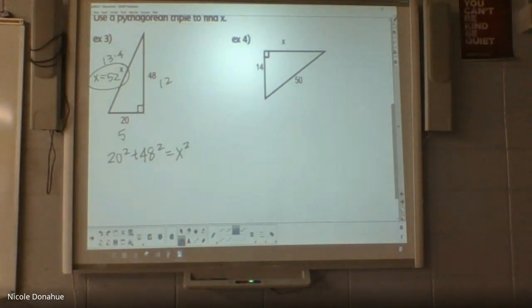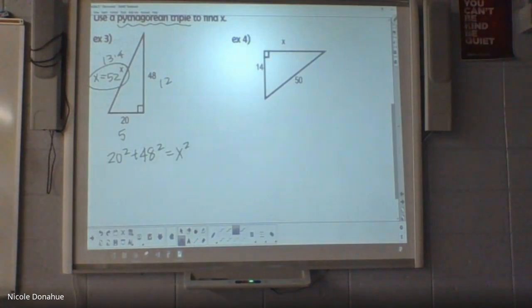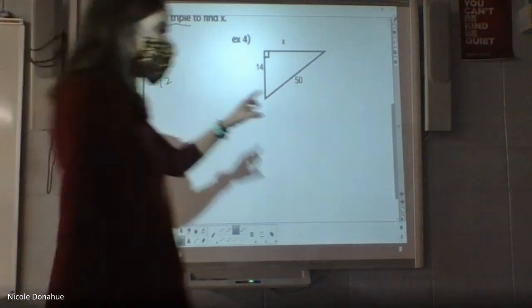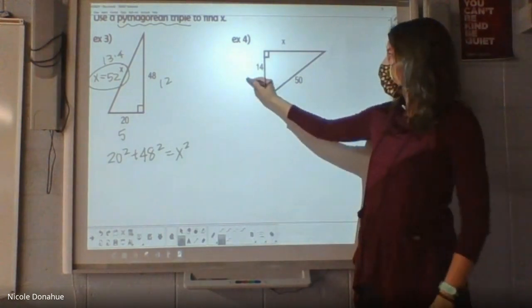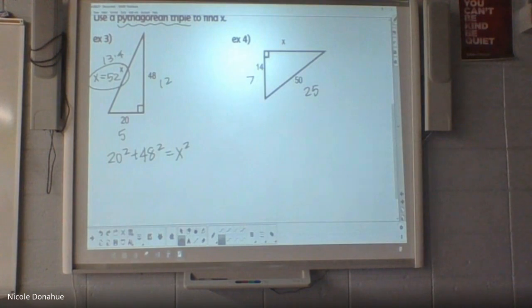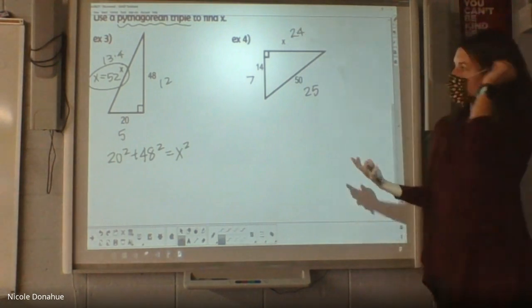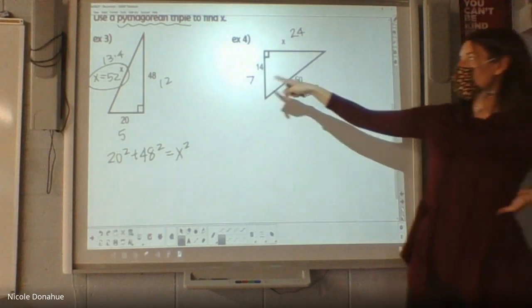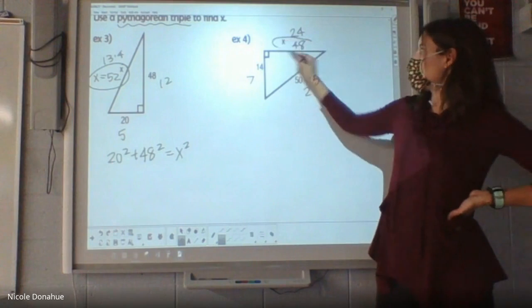So if they say you can use a Pythagorean triple, try looking at this list and see if you can come up with it. So this next one, do you notice what 14 and 50 can both be divided by? 2. So I can simplify them to 7 and 25. Is there a Pythagorean triple that has 7 and 25? Yep, 7, 24, and 25. So this would be 24, and that makes sense because this is the longest side. So these are all doubled, so this would be 48. So that'd be my x value.